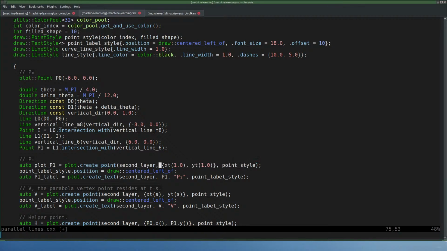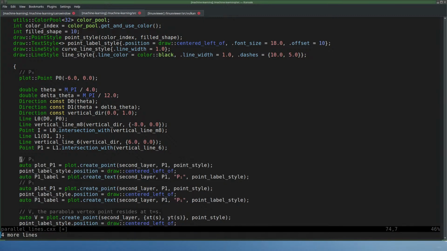Create point on the second layer, P1. And then the label is P1. I think this must be the plot point then, or not? Create text. Nah. Can be just P1. The same thing for P0.